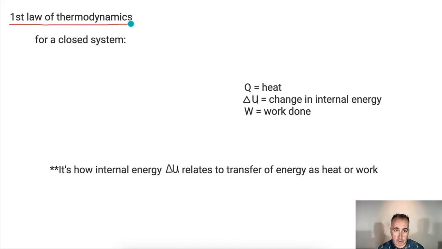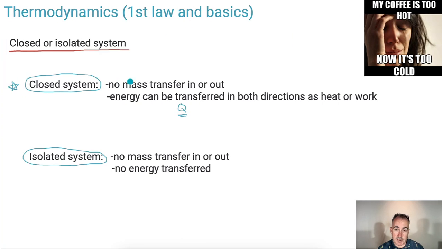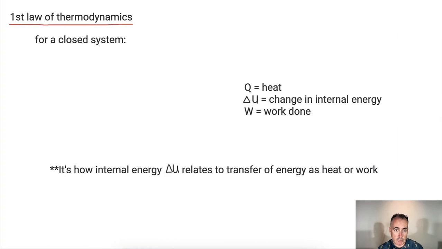The first law of thermodynamics applies to a closed system. Now remember, that's the one with no mass transfer, but there is energy transfer. So that hopefully makes sense why we have this equation. It's in your data booklet, but it goes Q equals delta U plus W. So what does this mean?